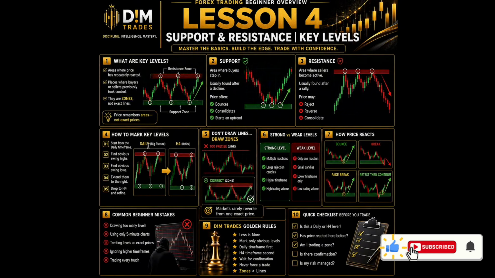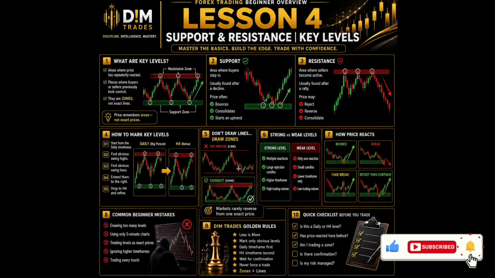Daily, I use it to mark my big picture, my key levels, my support and resistance. Then I use H4 to refine those levels properly, right? So don't draw lines, draw zones. If you draw lines as your support and resistance, it will be too precise. S and R, or key levels, are zones. They are not tiny lines that you just put one straight line there. You mark the zone out, expecting reaction from that particular zone.